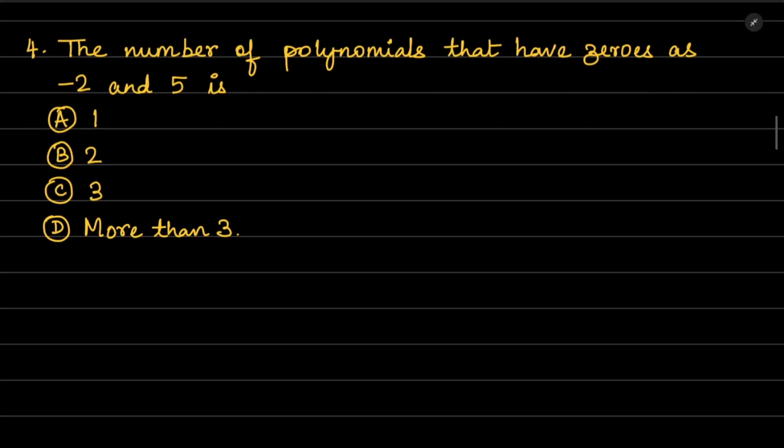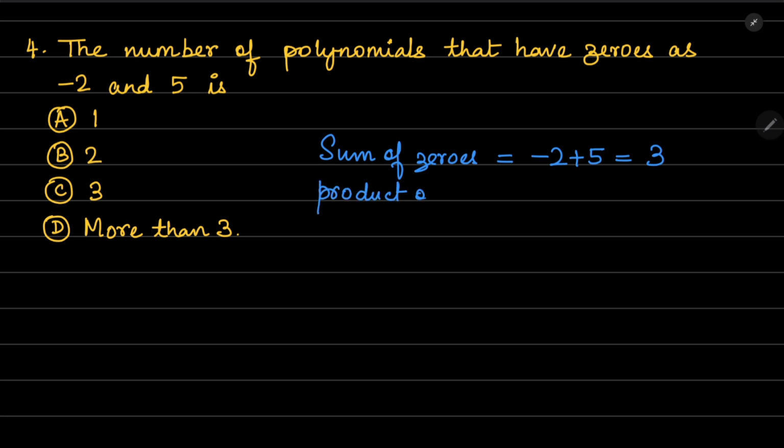Fourth one. The number of polynomials that have zeros as -2 and 5 is... Again, let us take the sum of the zeros first. You are given the zeros, that is alpha is -2 and beta is 5. So what is the sum of zeros? -2 plus 5, which is nothing but 3. And what is the product of the zeros? Just find the product, -2 multiplied by 5, which is -10.